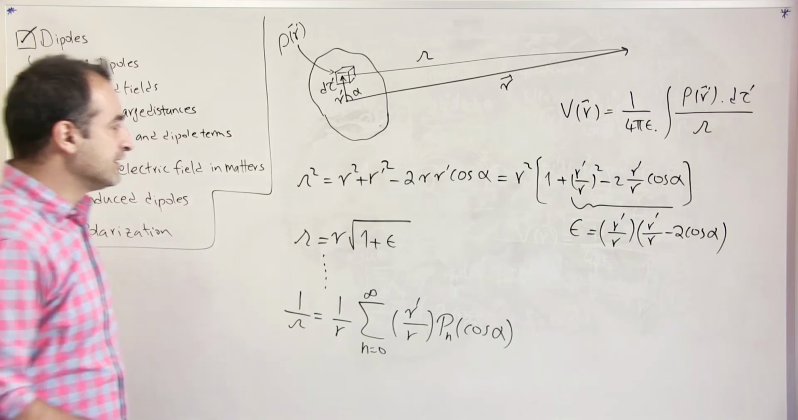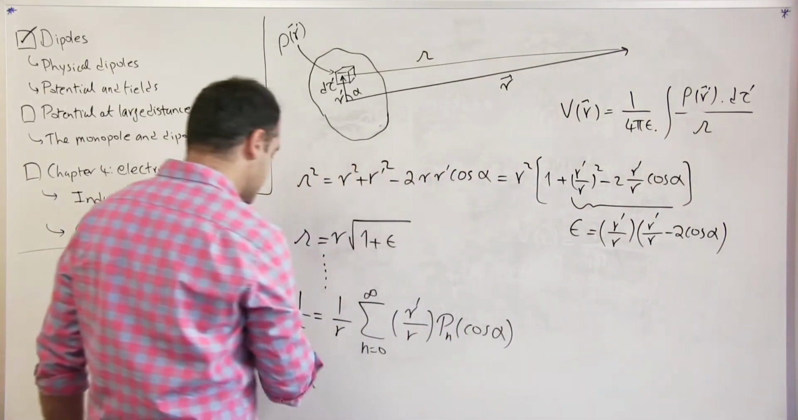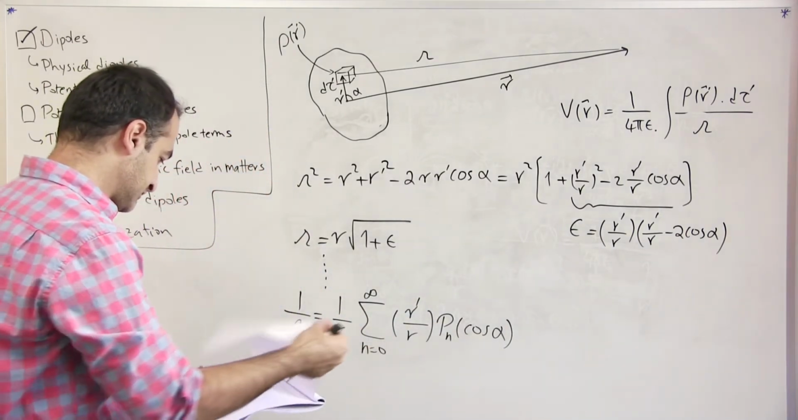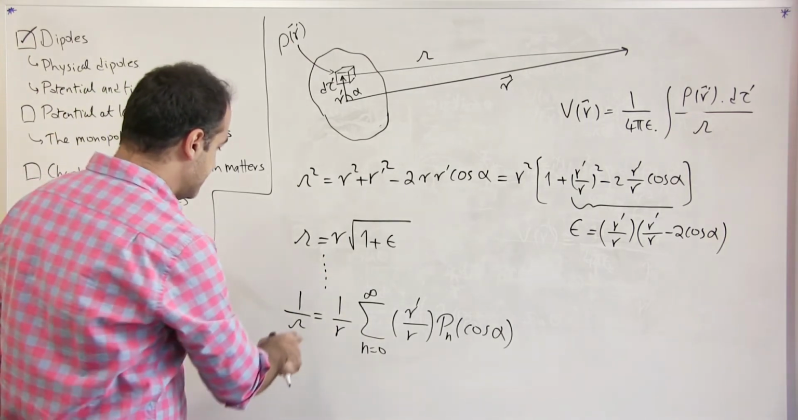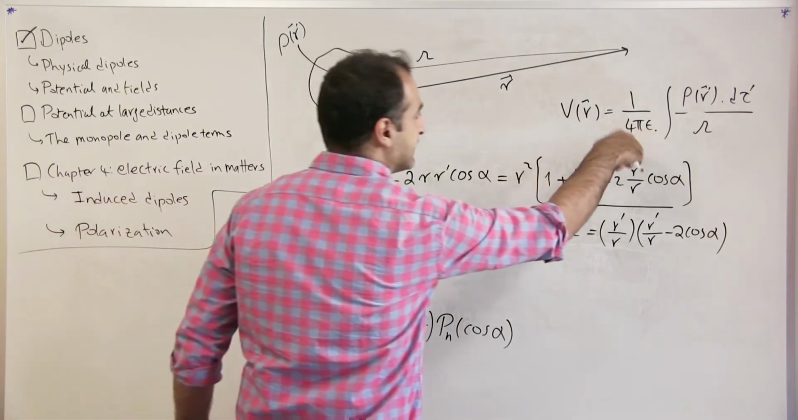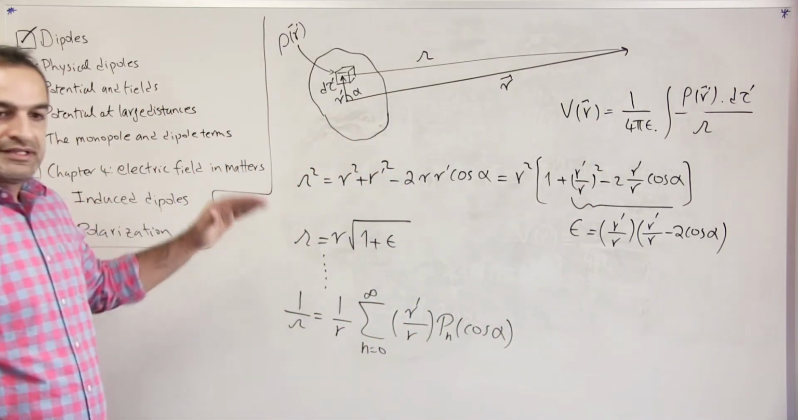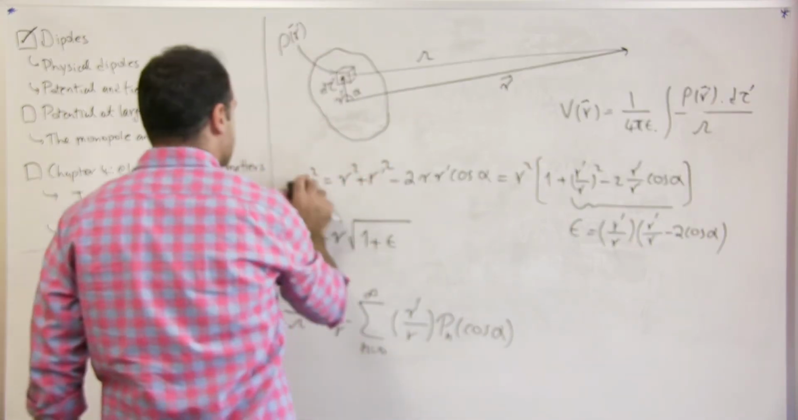Okay, so in this integral, you can write 1 over r in terms of this series. Okay. Now let's put this one back here and see what we get in terms of the first term, second term, and so on. Okay, so I want to get rid of this.